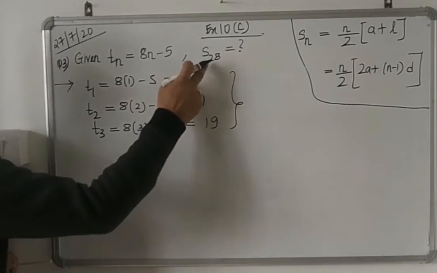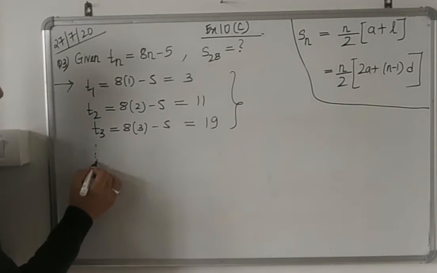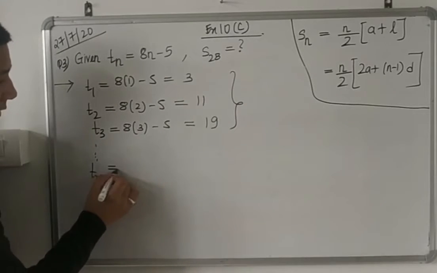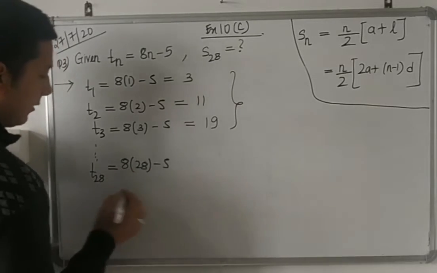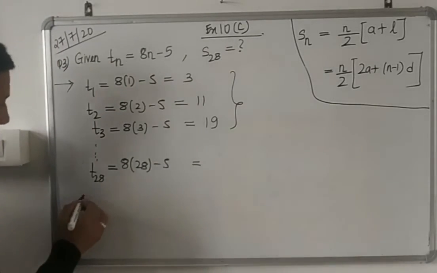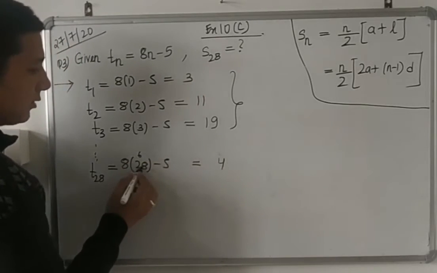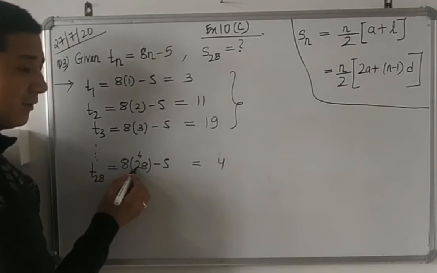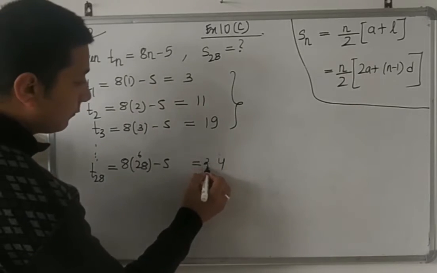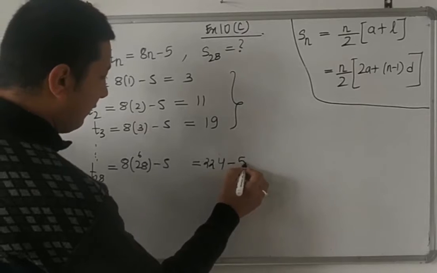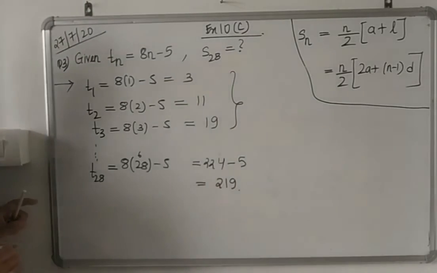Similarly, I am asked to find the sum of 28 terms, so can I also find T28? So T28 will be 8 into 28 minus 5, so that we have to calculate. 8 sixes are 48, 8 twos are 16, 16 plus 4 is 22... and then minus 5. So if you do it, then you'll be getting 219. So this is the last term.